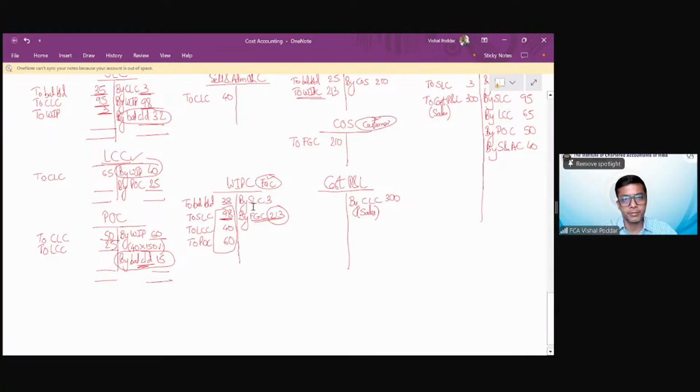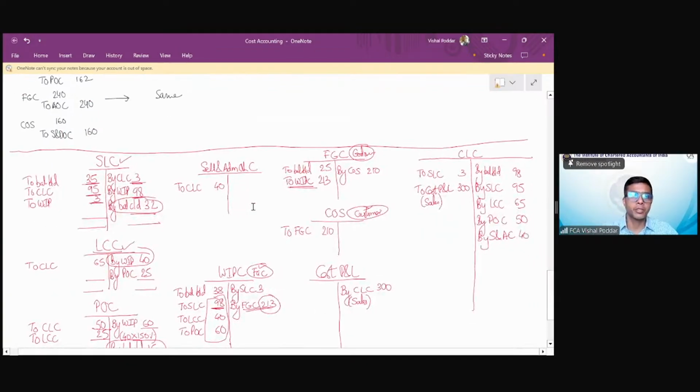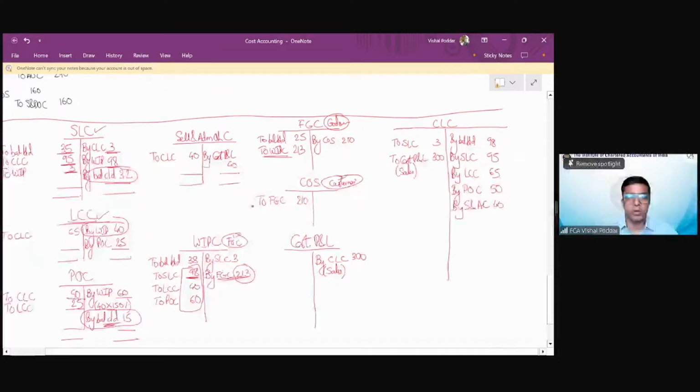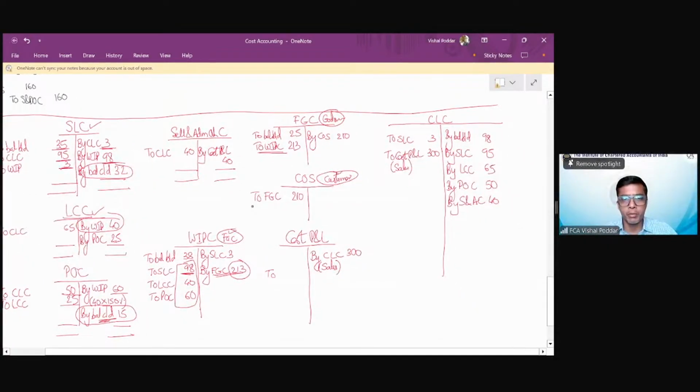Fine. Now this selling and administration, they have specifically asked me to treat it as period cost and transfer it to cost P&L. So I'm transferring it to cost P&L. Even this account is tallied and closed. Now remember, please do the parallel posting immediately. So selling and administration transfer to cost P&L.